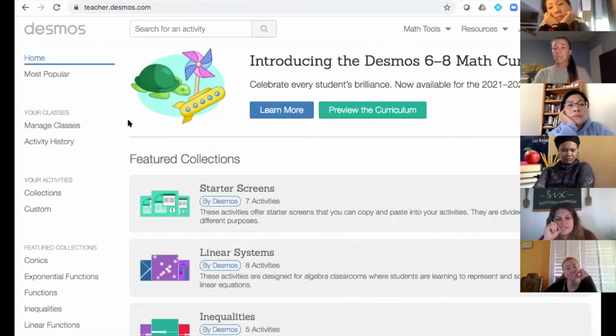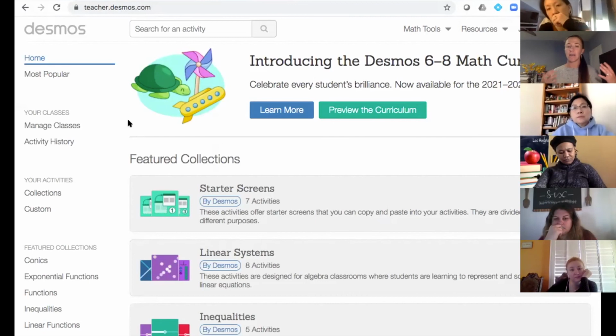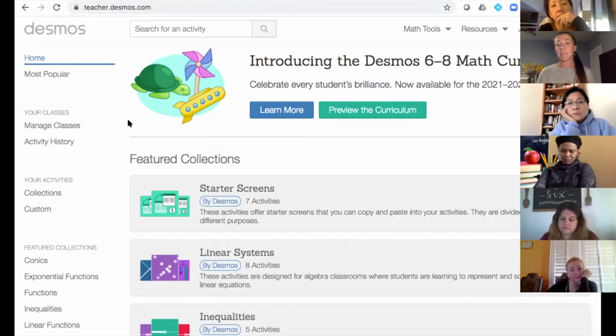They also just a week ago launched their own curriculum, which is very similar to a lot of the curriculum with Illustrative Mathematics. If you're using CPM, many of the activities in CPM are aligned with Desmos. So lots of different pre-existing activities and problems live here at the website called teacher.desmos.com.